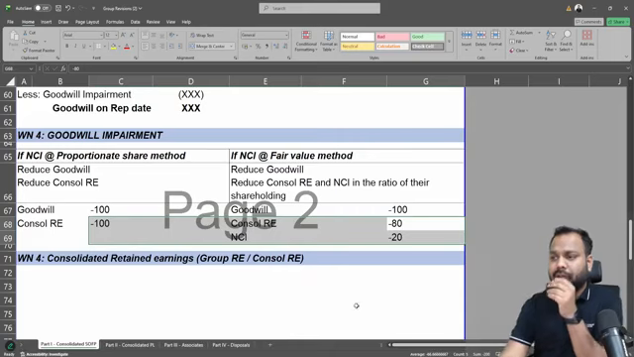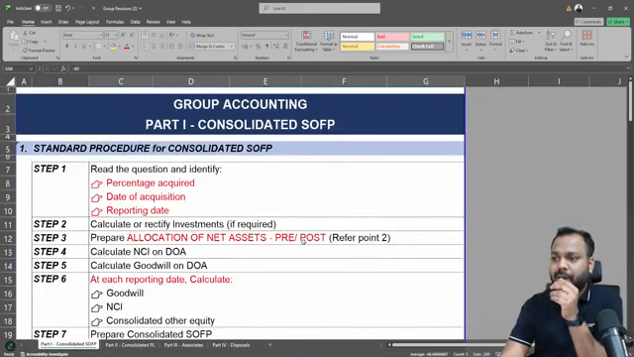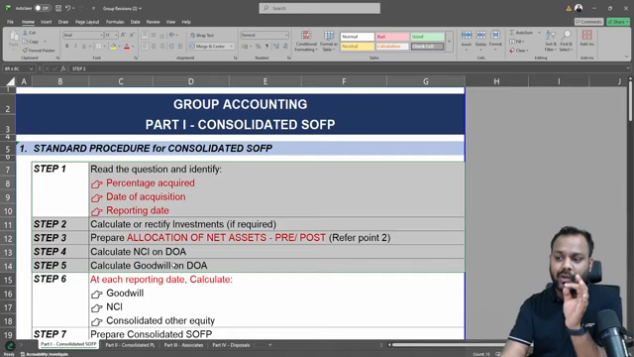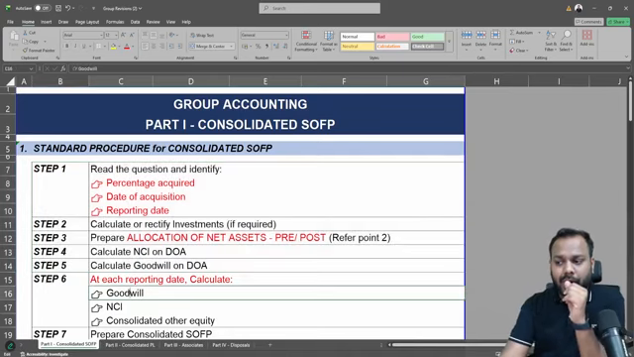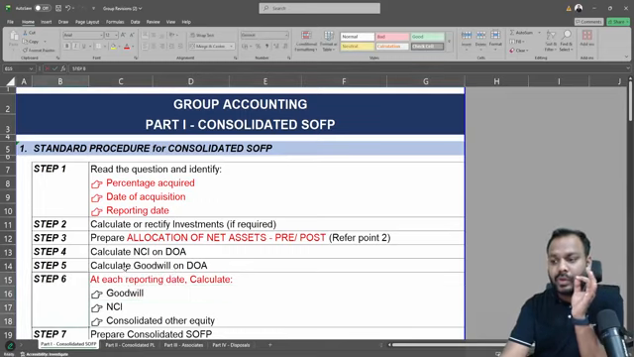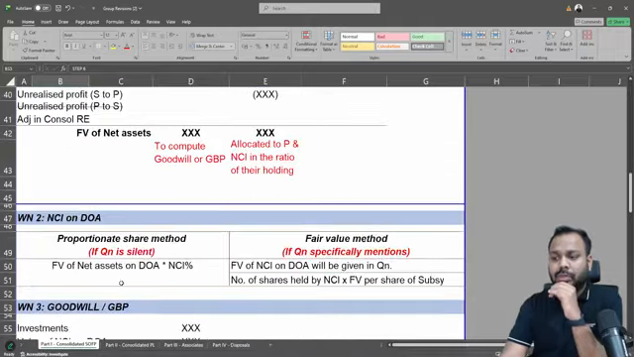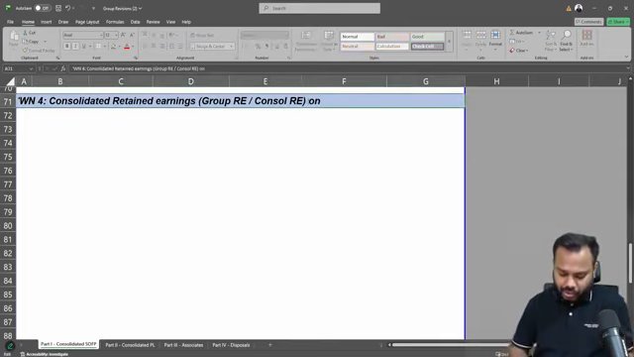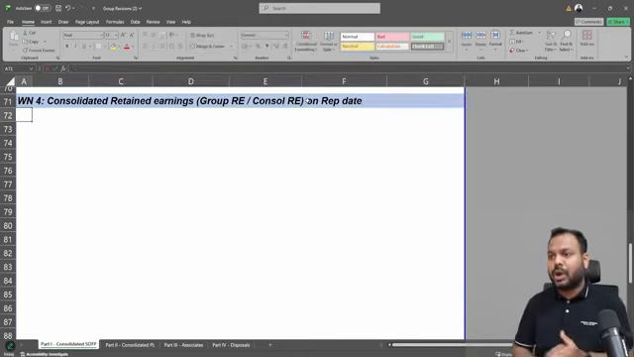Please see what is happening here. We discussed step 1, step 2, step 3, step 4, step 5. Now we calculate goodwill on reporting date. I believe it is clear to all of you till now. Now comes the next part: consol RE on reporting date. How do we compute consol RE on reporting date?